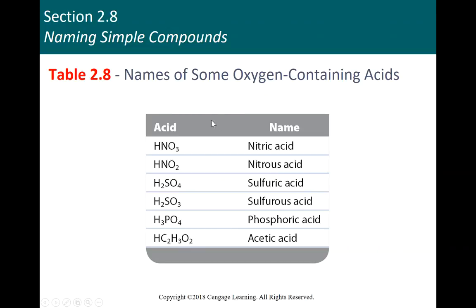When an acid contains oxygen, we use those special endings depending on whether it's the -ate or the -ite. This polyatomic is nitrate, so we change the ending to -ic. So -ates become -ics: nitric acid. This is nitrite. -ites become -ous, so this is nitrous acid. Sulfate becomes sulfuric acid. Sulfite becomes sulfurous acid. This is phosphate, so this is phosphoric acid. And this is acetate, so this is acetic acid. A lot of people mispronounce this one and say it's acidic acid, and it's actually acetic acid.